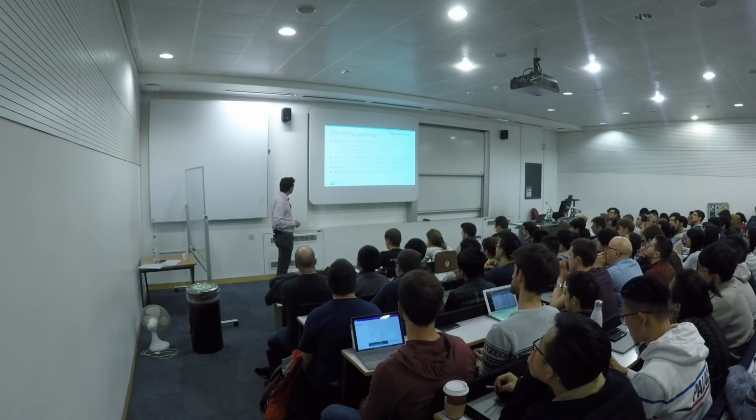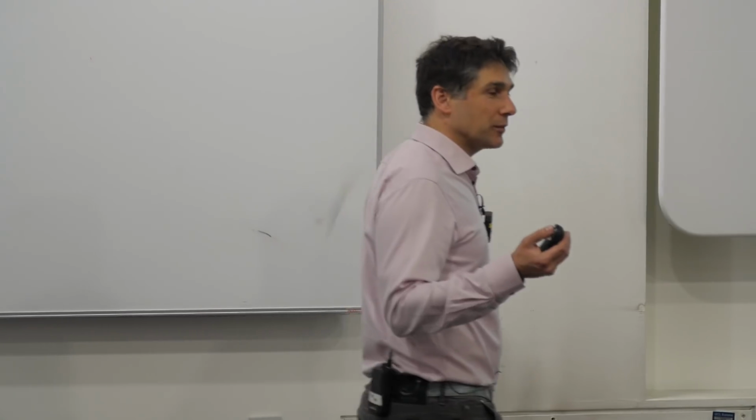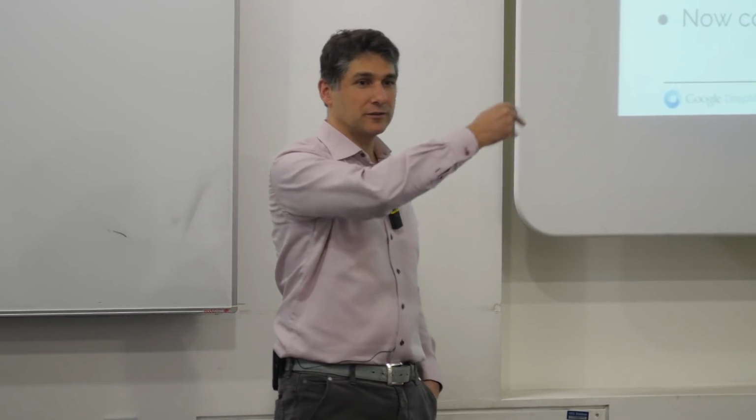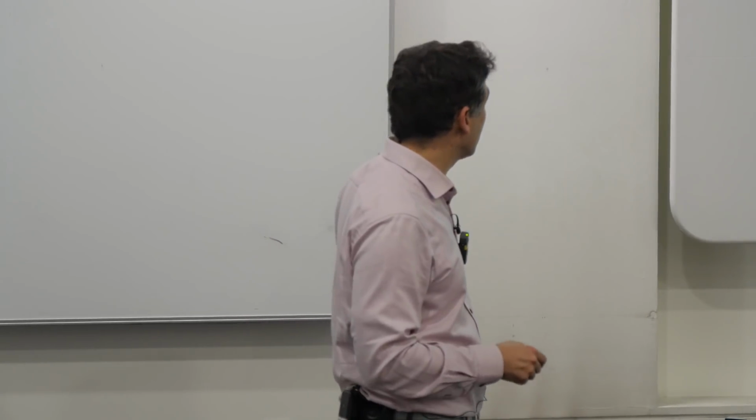And neural networks have come back, so to speak, to be able to do all of these things, and are now very versatile, can be applied to images, to text, to audio, to video, to Go positions, whatever you like. These systems are modular in design. So because we do gradient-based learning, we can stick together modules and pass the gradients through these modules and learn the parameters of the individual pieces.